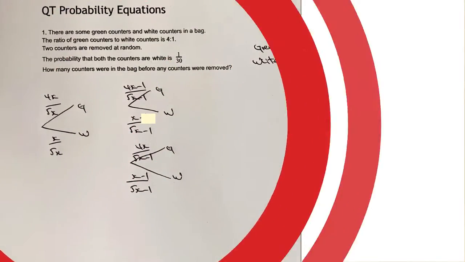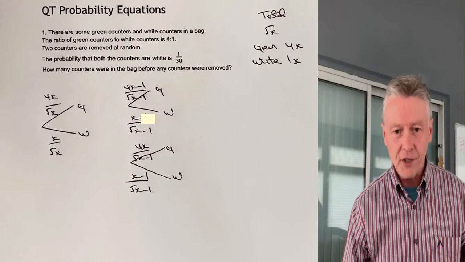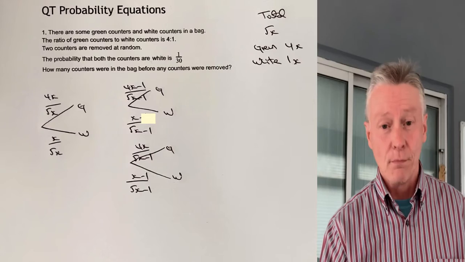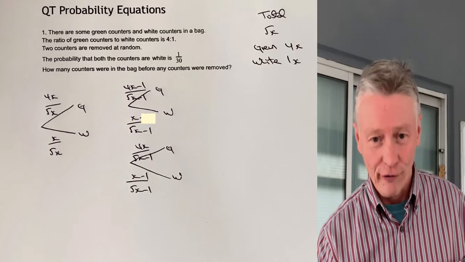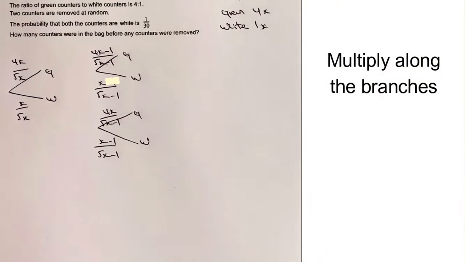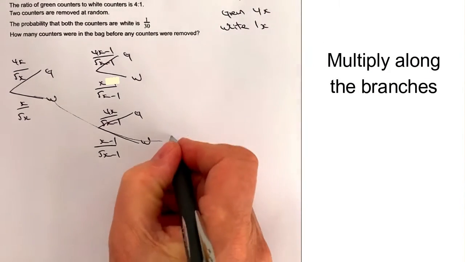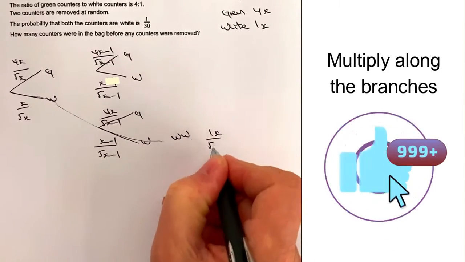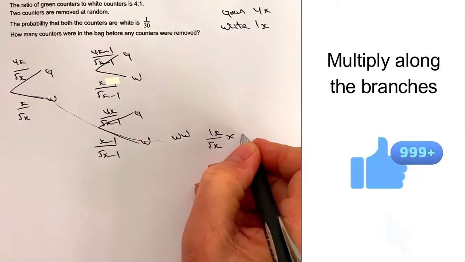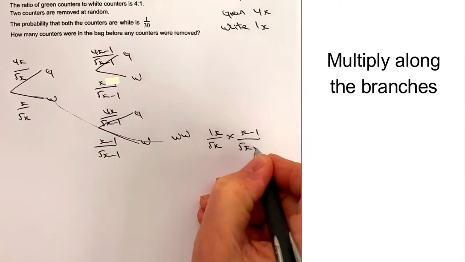Okay, and we're told that the probability of 2 whites being picked is 1 over 30. So we can multiply these two probabilities together, make them equal to 1 over 30, and then solve for x. So white is where we multiply those two together, and that's going to be 1x over 5x multiplied by x minus 1 over 5x minus 1.